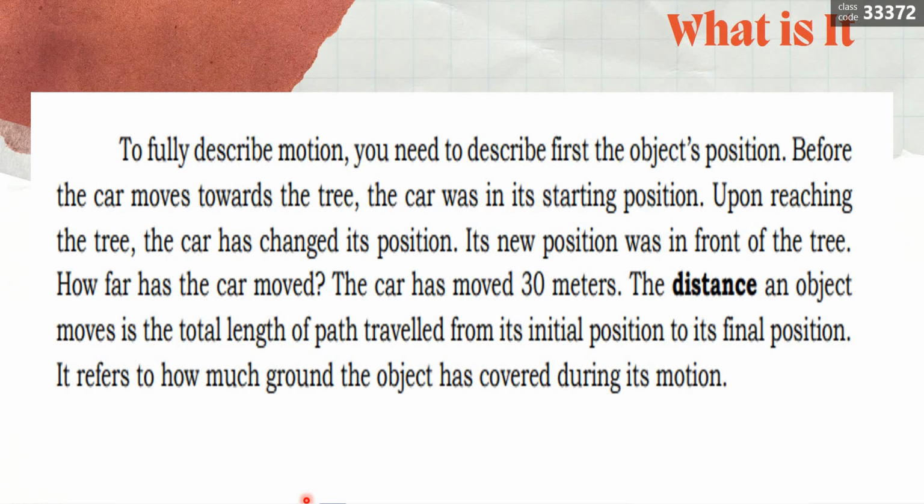To fully describe motion, you need to describe first the object's position. Before the car moves towards the tree, the car was in its starting position. Upon reaching the tree, the car has changed its position. Its new position was in front of the tree. How far has the car moved? The car has moved 30 meters. The distance an object moves is the total length of path traveled from its initial position to its final position. It refers to how much ground the object has covered during its motion.